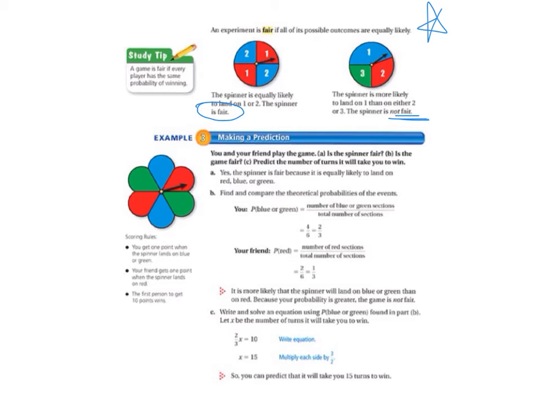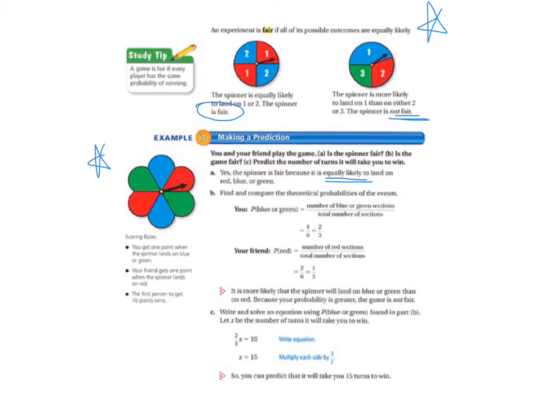Example 3, making a prediction. You and your friend play the game, so this is the spinner game that we're using here. A, is the spinner fair? B, is the game fair? C, predict the number of turns it will take for you to win. A, yes, the spinner is fair because it is equally likely to land on red, blue, or green.